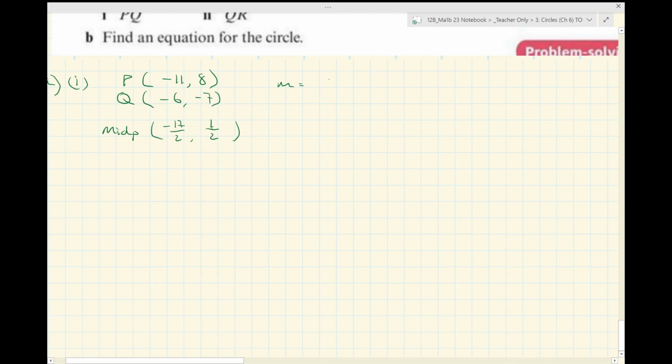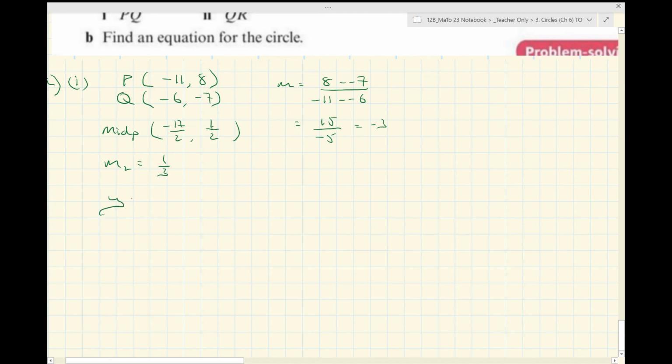So I'm going to do 8 minus minus 7 over minus 11 minus minus 6. Well, that is 15 over minus 5, so that is minus 3. So my perpendicular bisector is going to go through the midpoint and have a gradient, not of minus 3, but of a third. So what's that going to look like?